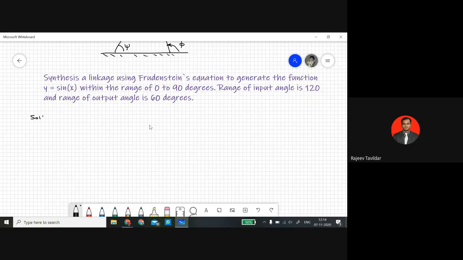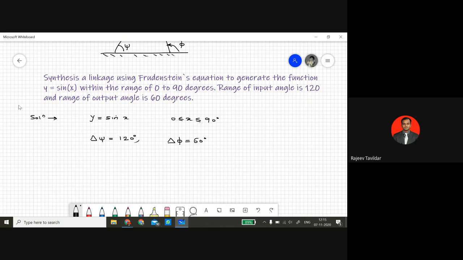Coming to the solution of this, let me first write what is given to us. We have the function y equal to sine of x, and the range is between 0 to 90 degrees. Plus, they have also given delta psi, that is the range of input angle, as 120 degrees, and delta phi, that is the range of output angle, as 60 degrees. So this is the given data to us.